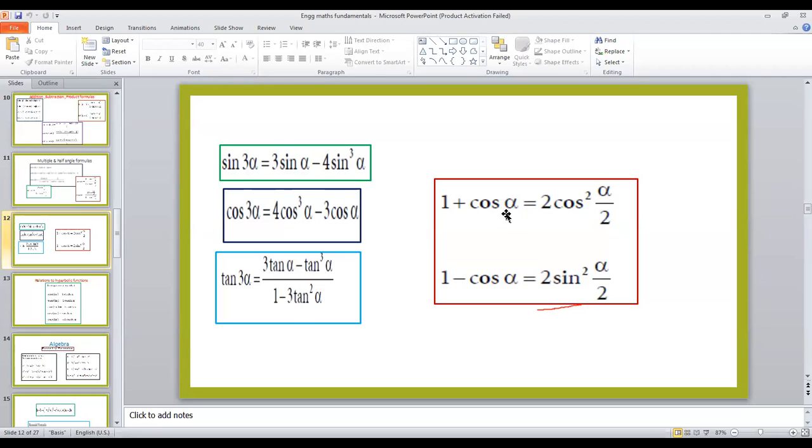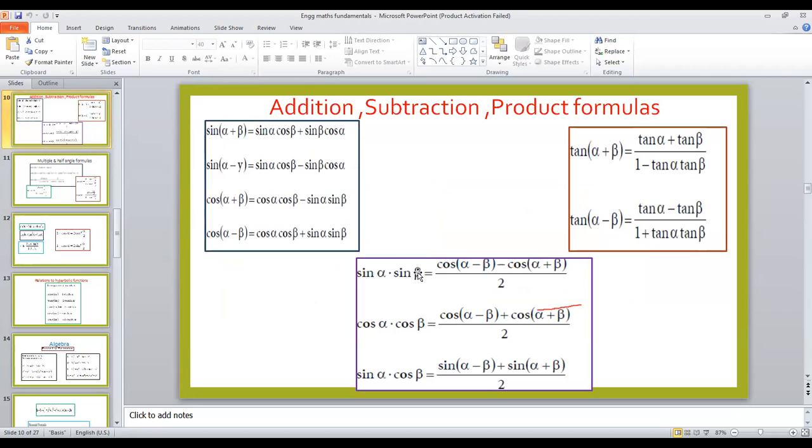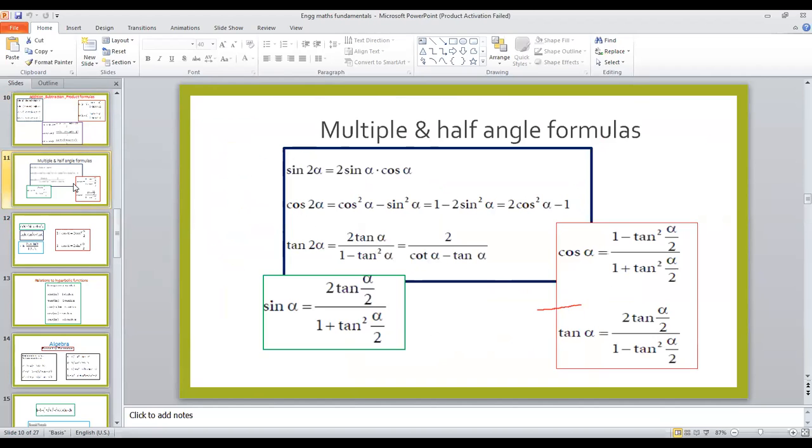Now one more. What is 1 plus cos of 2 alpha? It is 2 cos square alpha. And 1 minus cos of 2 alpha is 2 sin square alpha. These two you have studied previously. So will you find the half angle formula for these two? 1 plus cos alpha is 2 cos square alpha by 2 and 1 minus cos alpha is 2 sin square alpha by 2. Is it clear?